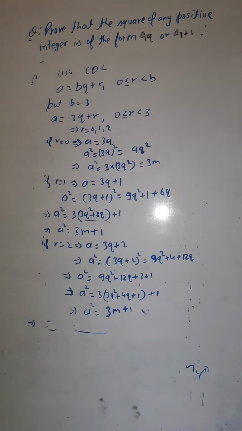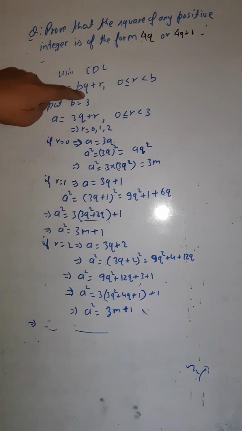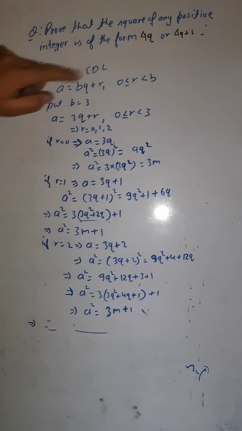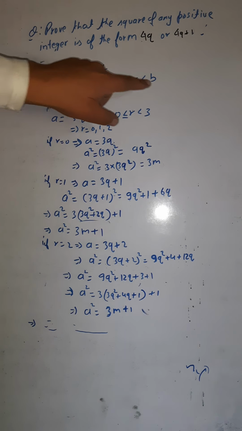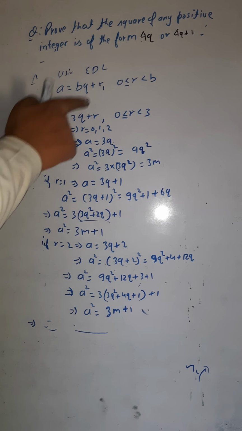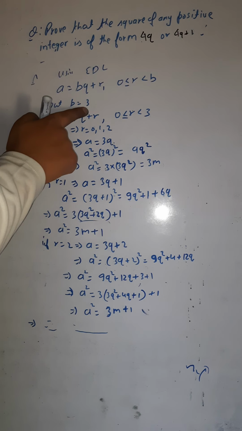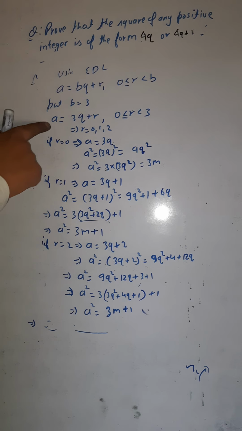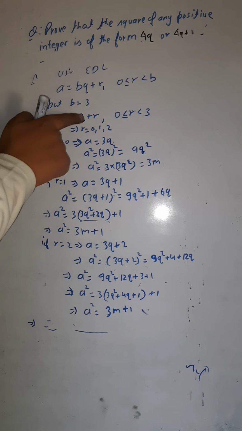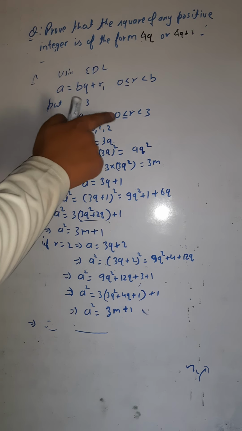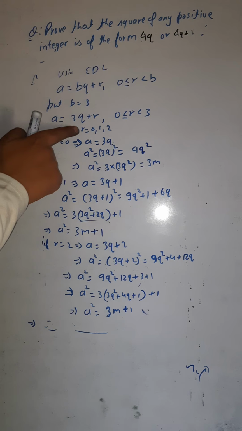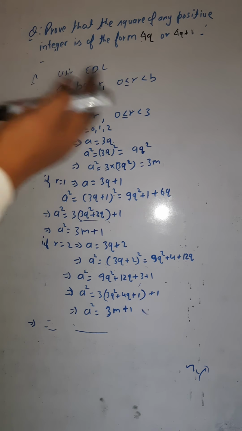How would you solve this? Similar to this one. Let's say using Euclid Division Lemma, you have a is equal to bq plus r. Do not write q here, because q is already in the question. Write m here. Let's say a is equal to bm plus r, where r is greater than or equal to 0 and less than b. Put the value of b as 4. So a would be equal to 4m plus r. So r would be greater than or equal to 0 and less than 4. So the values of r are 0, 1, 2, 3.